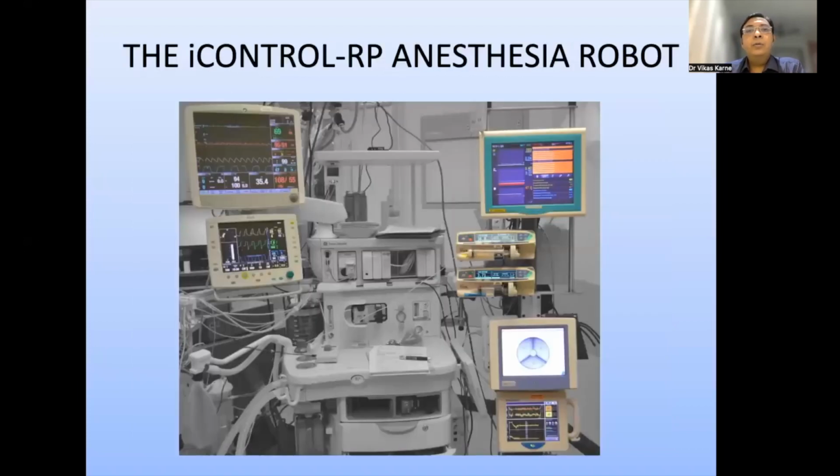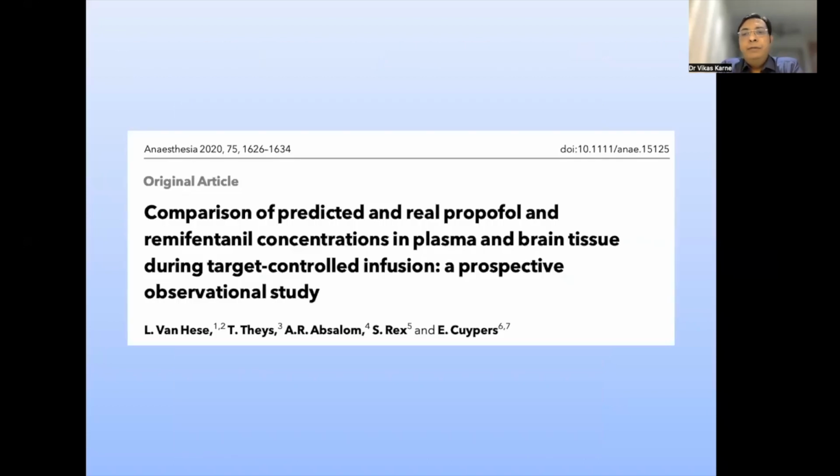This is another robot, which is an eye control RP anesthesia robot, where both propofol and remifentanil are used. So RP is for remifentanil and propofol. This is another robot that we have in process now. We will see what is actually happening when we are using these systems.